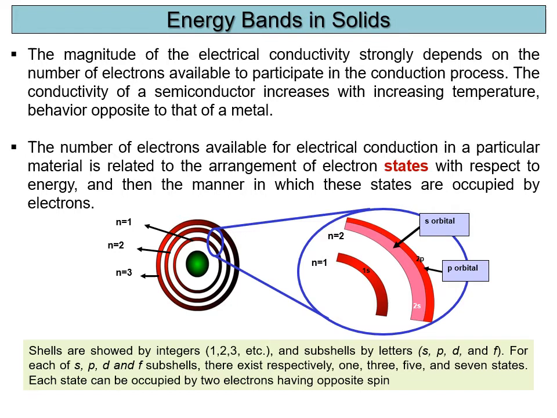The figure shows the shells, which are shown by integers 1, 2, 3, and subshells by the letters S, P, D, F. For each of the S, P, D, and F subshells, there exist respectively 1, 3, 5, and 7 states. Each state can be occupied by 2 electrons having opposite spin.